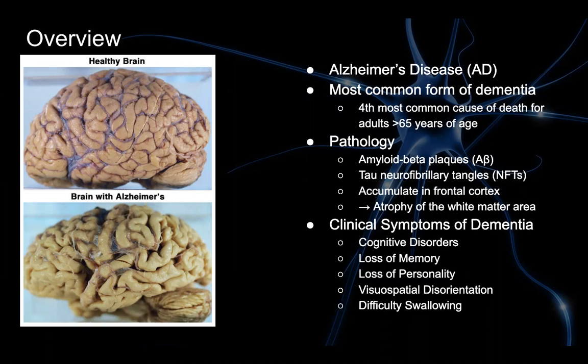These pathologies result in the clinical symptoms of dementia, which are cognitive disorders, loss of memory, loss of personality, visuospatial disorientation, and difficulty swallowing. A patient may not necessarily die because of Alzheimer's disease, but because of the complications with the disease. For example, as the disease progresses, patients have difficulty swallowing. They could improperly swallow, resulting in food being deposited in the lungs, leading to infection, or choking on food because of inability to swallow.